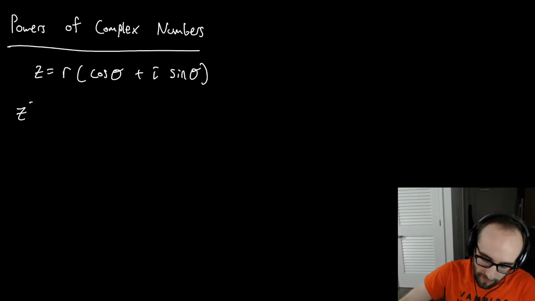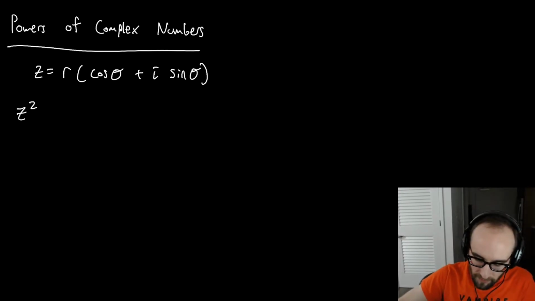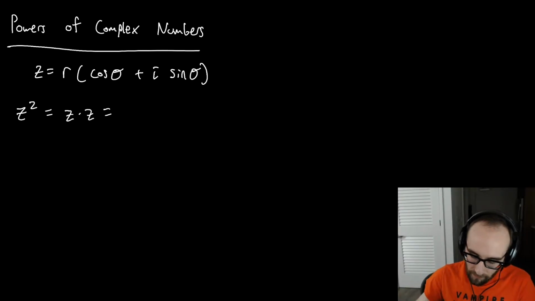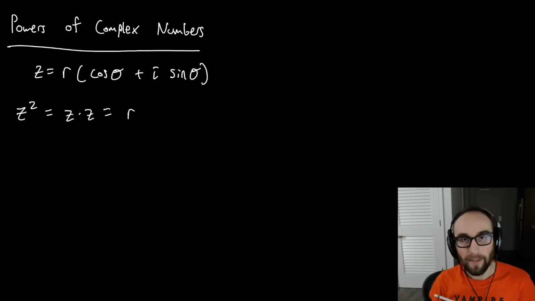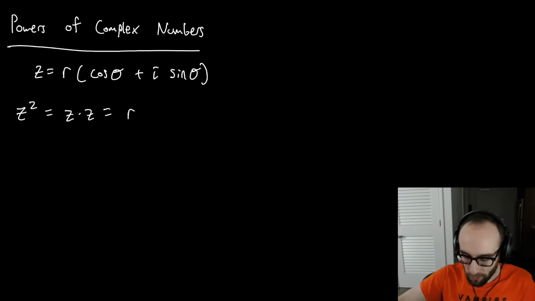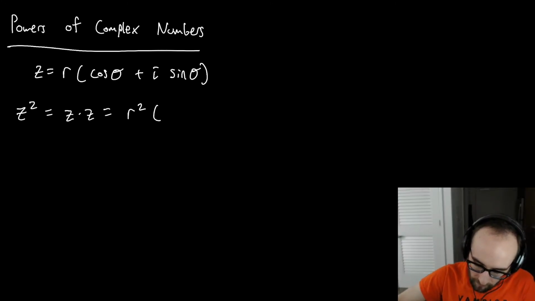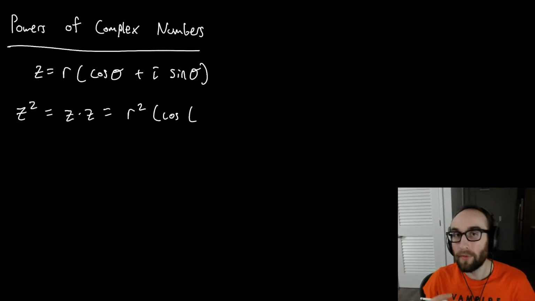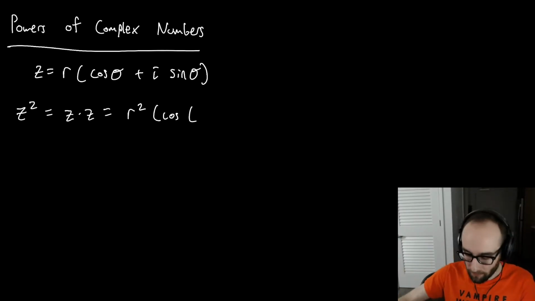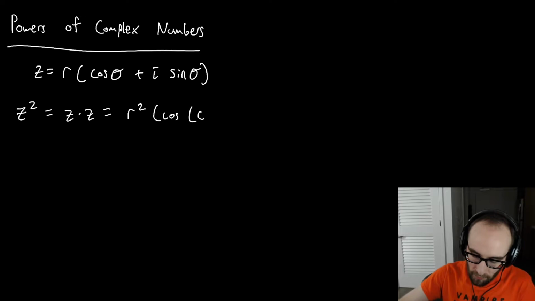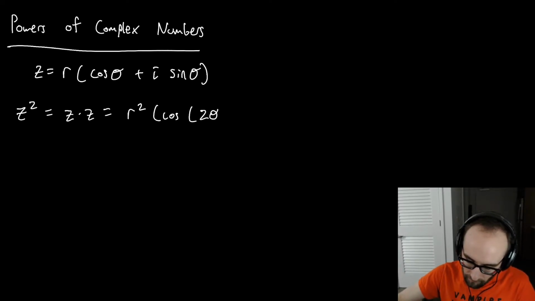If we look at z squared, so squaring z, raising it to the second power, that's equal to z times z, which, if we use what we know about products, gives us a magnitude of r times r, or r squared, and an angle of theta plus theta. We add up the angles. In other words, 2 theta. So r squared times cosine 2 theta plus i sine 2 theta.